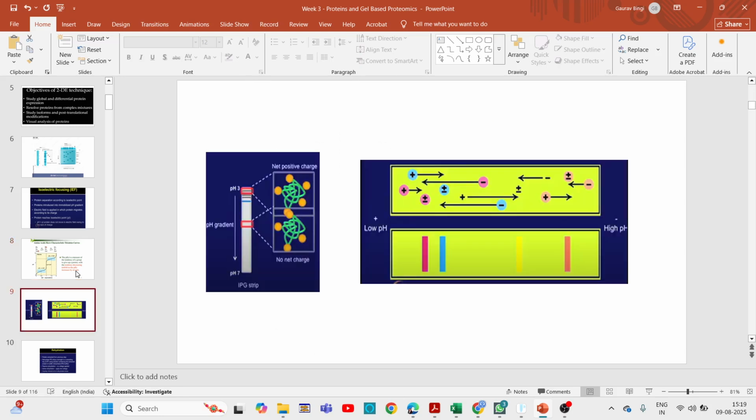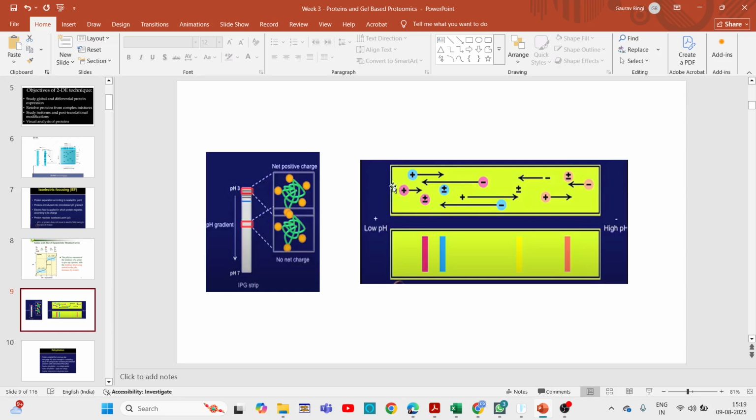I hope you all are getting it. So this is how the separation happens. Maybe it is net positive charge at first, so as soon as it moves ahead, there will be no net charge and it will stop. Basically, it is depicted in a different way.